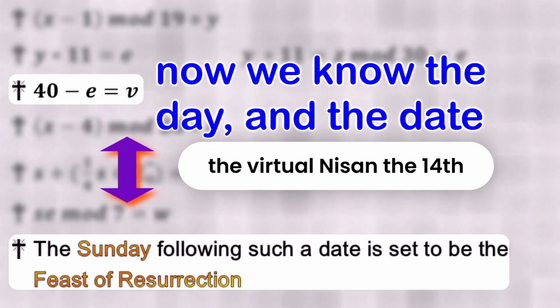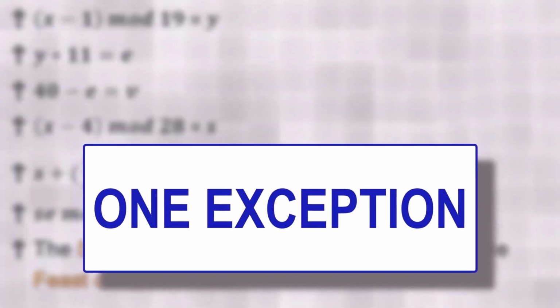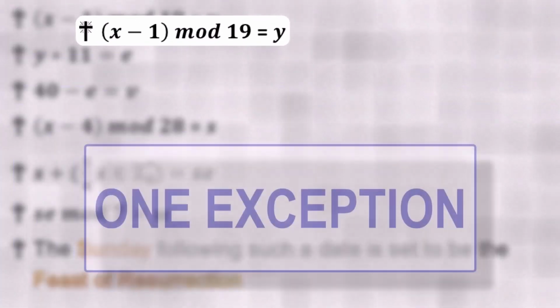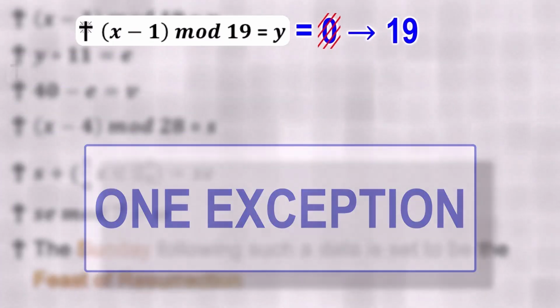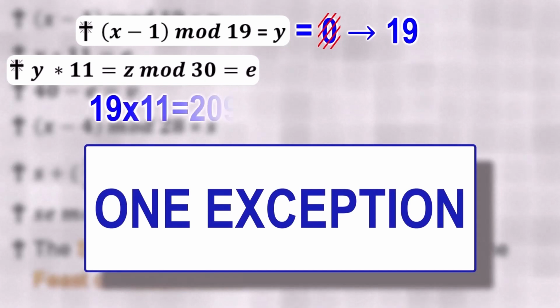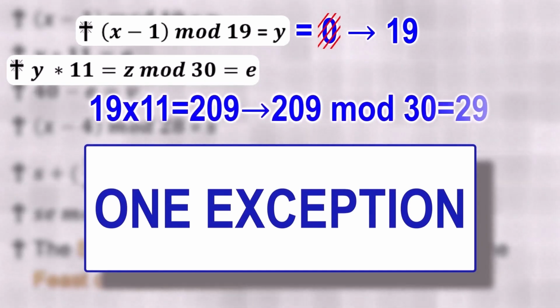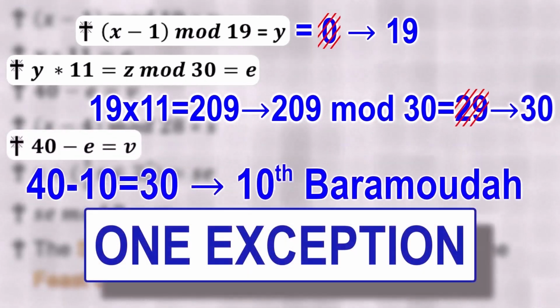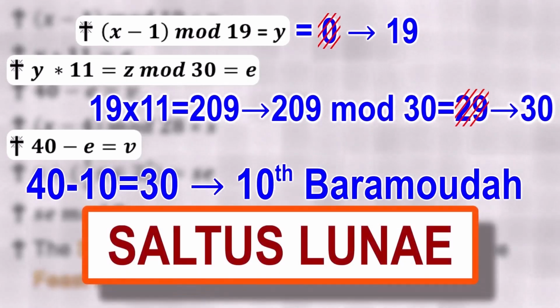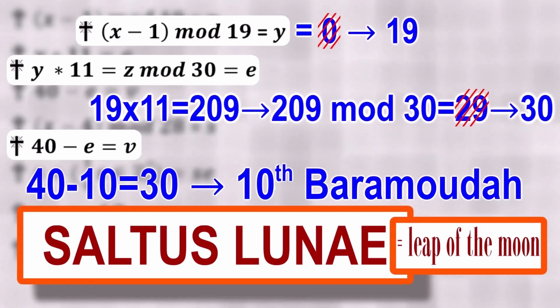Please note that there is only one exception to the Coptic Epact formula, whereby in the first step, if y is equal to 0, we would consider it 19, and through a simple calculation, we would get the epact as 29. But the value 29 could never be used as an epact, and therefore we add 1 to that value to become 30, and that means that the slaughtering of the lamb will fall on the 10th of Baramouda. That exception is known as the Saltus Lunae, or the leap of the moon.